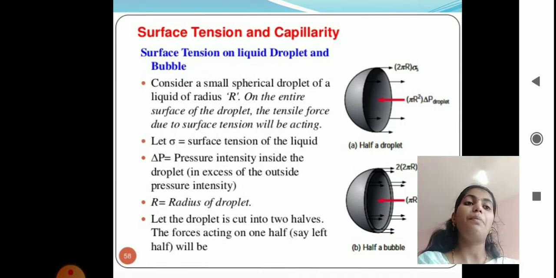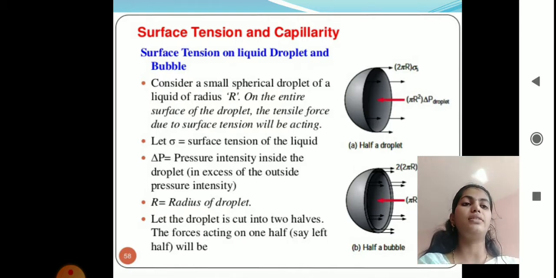Surface tension and capillarity: the surface tension on a liquid droplet and bubble. Surface tension is considered for two types, first a droplet and another a bubble. Consider a small spherical droplet of liquid of radius r. On the entire surface of the droplet, the tensile force due to surface tension will act.